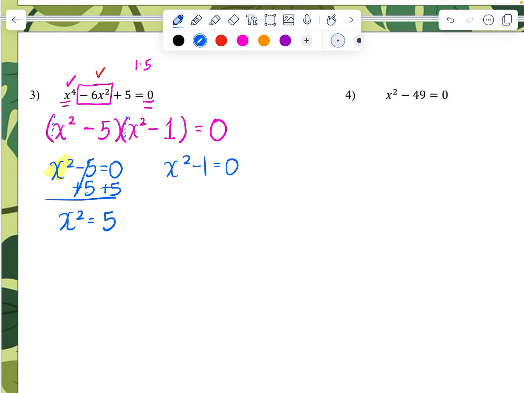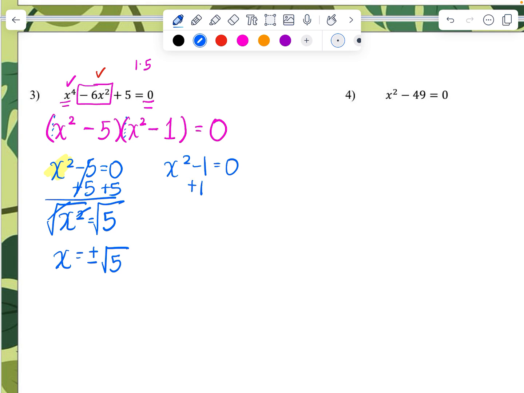In order to finish solving this, I'm going to take the square root of both sides. And x is equal to, please don't forget that plus and minus. Whenever I take the square root of something, it can be positive, it can be negative. So plus or minus the square root of 5. That's one of my solutions.